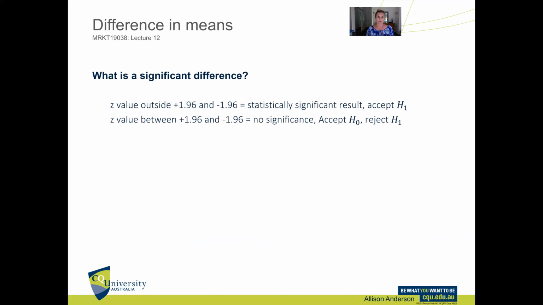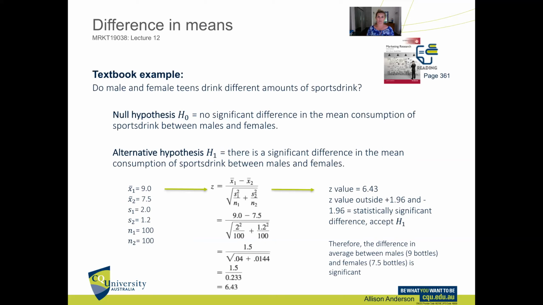And yet again, if the Z value is outside 1.96, it's statistically significant and you can accept H1. If it's between 1.96 and negative 1.96, there's no significance. So you can accept the null hypothesis and reject the alternative hypothesis.